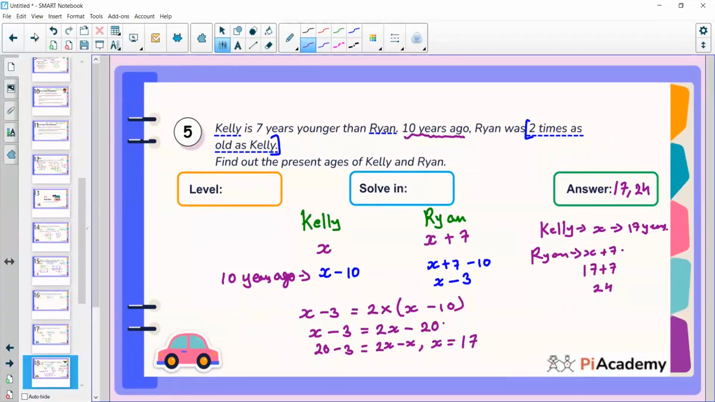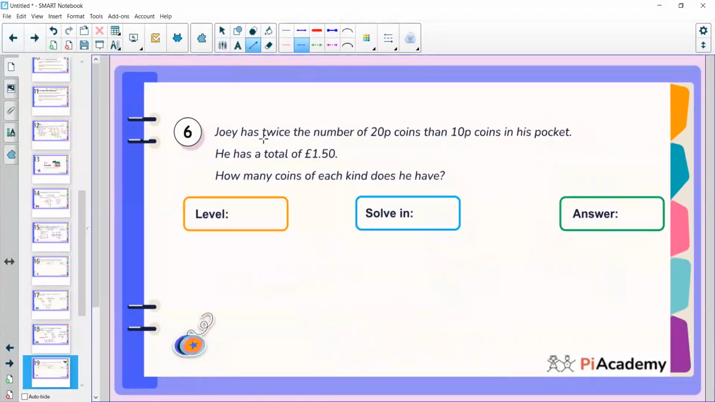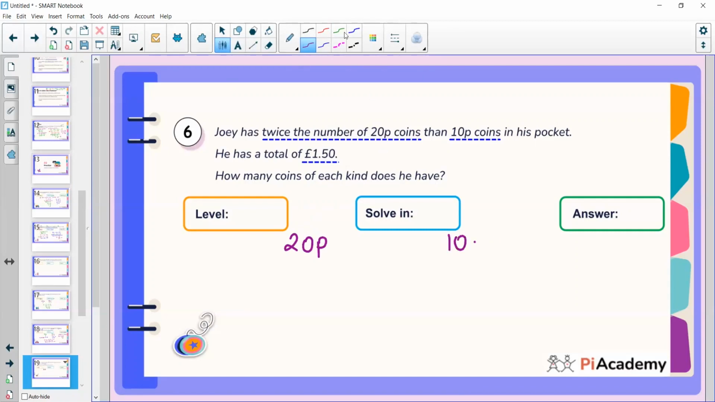All right. So let's see one last question for today. Okay. Joey has twice the number of 20p coins than 10p coins. And then he has a total of 1.5 pounds. How many coins of each kind does he have? So we got 20p and we got 10p coins. So what we're going to do? We are going to assign variables. So let's say he got x 20p coins and y 10p coins.